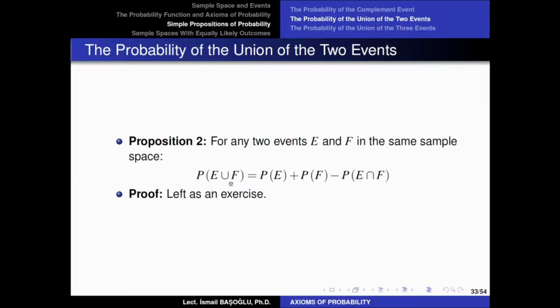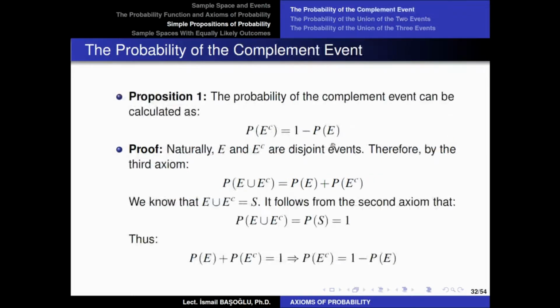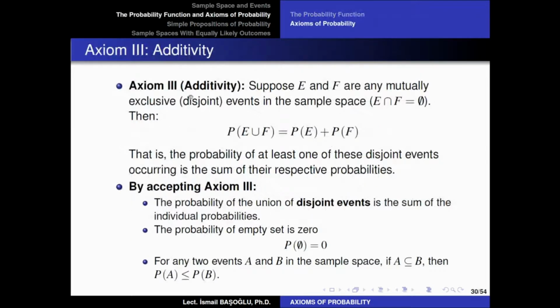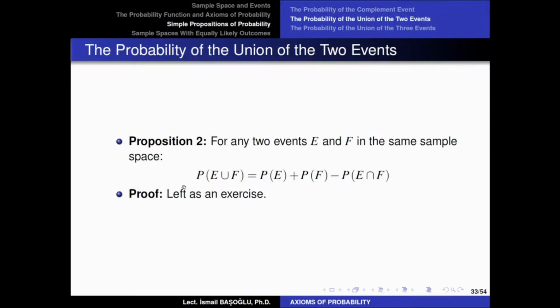So by using this logic, we can also state that the probability of the union of two events is equal to the probability of the first event plus the probability of the second event, and we subtract the probability of the intersection event. And this equation is always true for any two events in the same sample space. As we have mentioned in the additivity axiom, this formula is only true when their intersection is empty. And this formula is always true, whether they have an empty intersection or non-empty intersection. So this is the second proposition, the formula that we need to use.